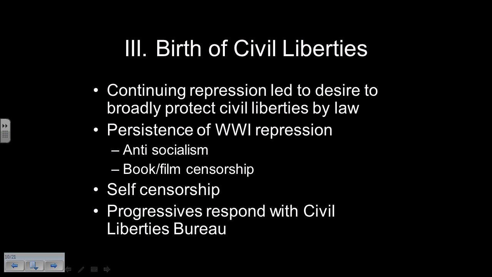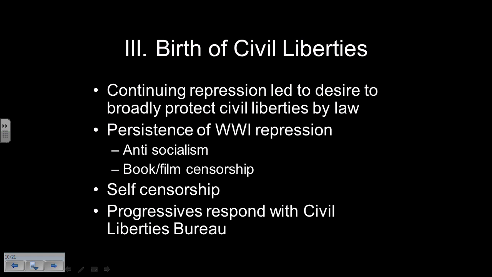The ACLU today, like the Civil Liberties Bureau back then, was instrumental in forcing governments to recognize there has to be some basic protections of individual civil liberties, and it has to be codified in law. And if Congress is not going to do it, we're going to force the Supreme Court to interpret the Bill of Rights in light of contemporary situations.